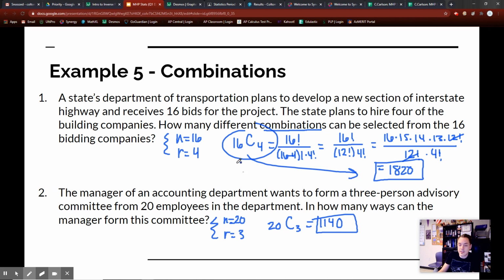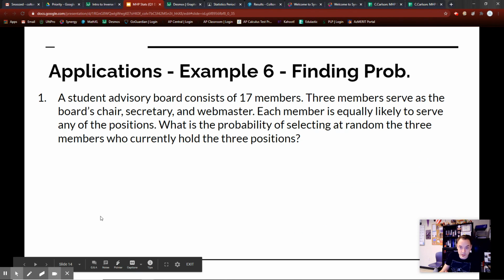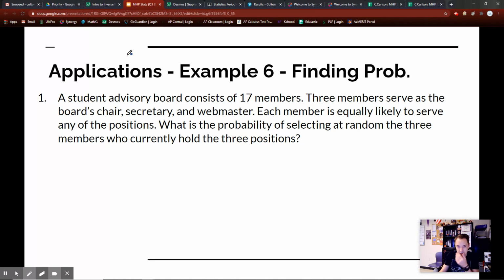So the important part is for combinations, and I'll erase this so we can summarize. I have another application question, but I just want to summarize it real quick, and you'll see this on the actual notes. The summary is this: for permutations, order does matter. For combinations, though, order does not matter. So if I want a combination, order does not matter. Permutations, order matters. Combinations, order does not matter.